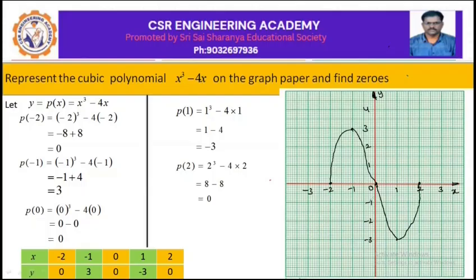So here the curve shows a cubic polynomial. This curve is intersecting the x-axis at 3 points, that is x is equal to minus 2, 0 and 2. So therefore the zeros of the polynomial are minus 2, 0, 2.